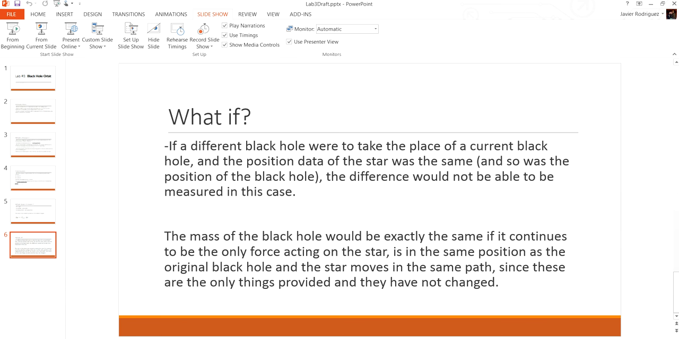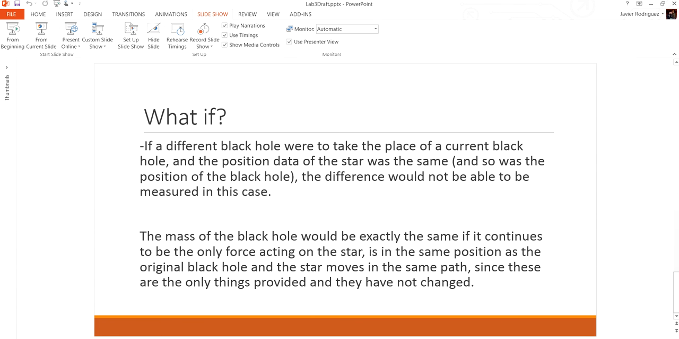Finally, a what-if question. If a different black hole were to take the place of the current black hole, and the position data of the star was the same, and so was the position of the black hole, the difference would not be able to be measured in this case. The mass of the black hole will be exactly the same if it continues to be the only force acting on the star, is in the same position as the original black hole, and the star moves in the same path, since these are the only things provided and they are not changed.